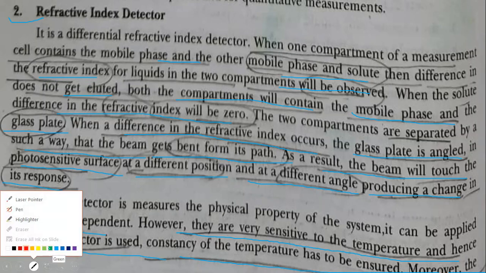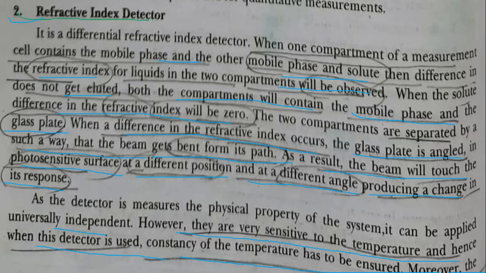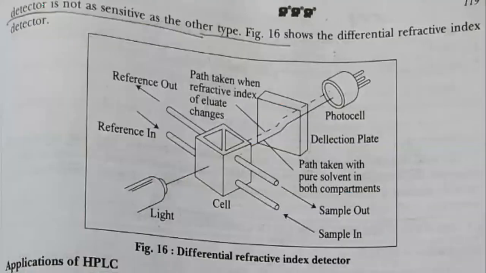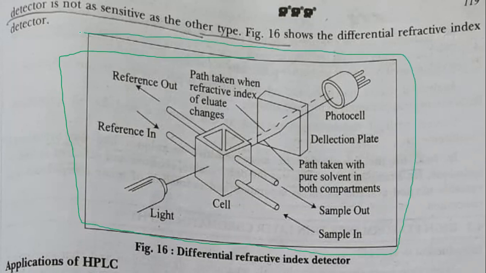Refractive index detector. So we are measuring here the refractive index of the solvent. So I am going first to the second slide and then I will come to this slide. This will become easier to understand. This is the total instrument. Okay, so, the differential refractive index detector.